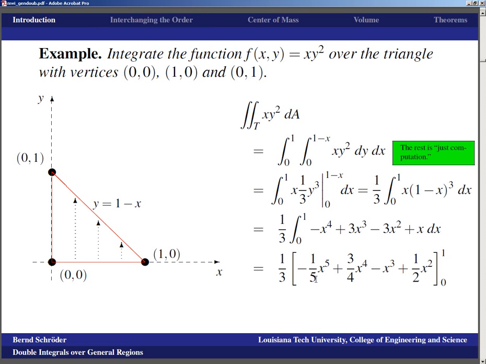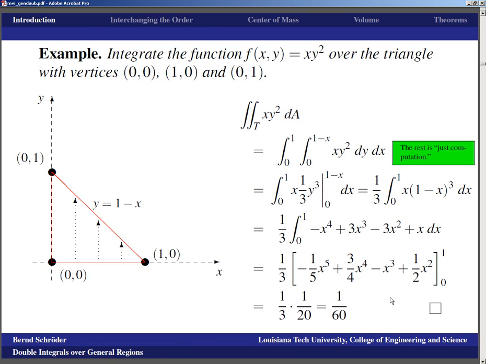So let's see, negative 1/5 is negative 4/20. 3/4 is 15/20. Hang on, there's something that doesn't want to agree with me right now. Okay, so let's see. Negative 4/20 plus 15/20 is 11/20. Minus 20/20 is negative 9/20. Plus 10/20 is 1/20. And that's indeed the 1/3 times 1/20 that we have here. So the answer is 1/60, and that is it already.